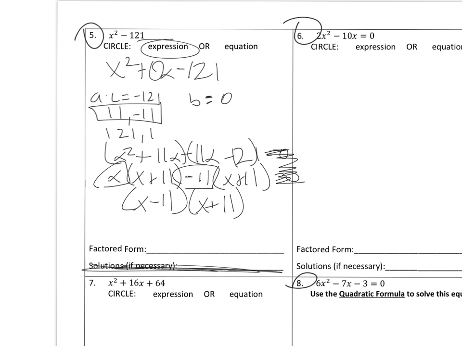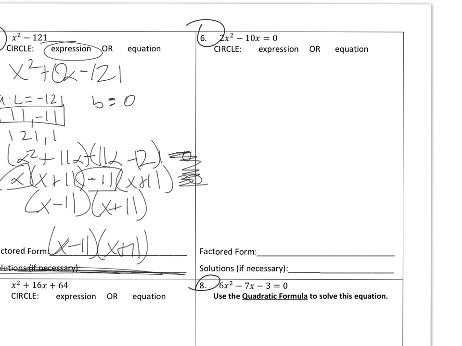It's not an equation, so that means that is my factored form. X minus 11, x plus 11. Okay, question 6. It looks a little different. 2x squared minus 10x equals 0. Well, there's an equal sign, so it's got to be an equation. That means I'm going to have solutions.